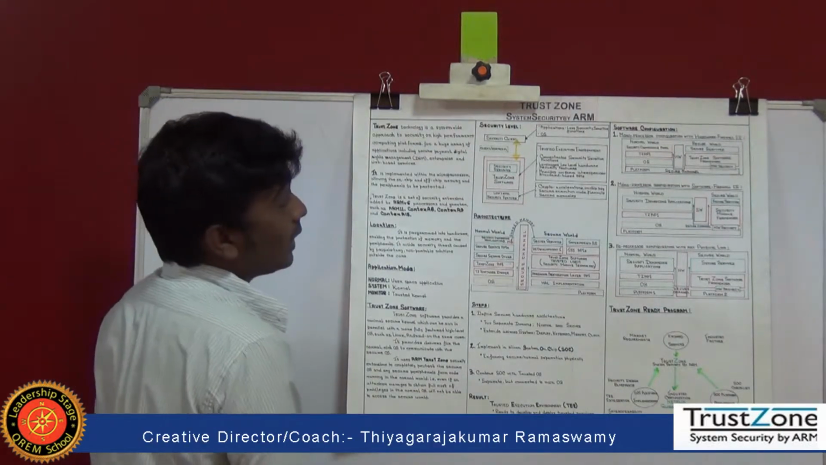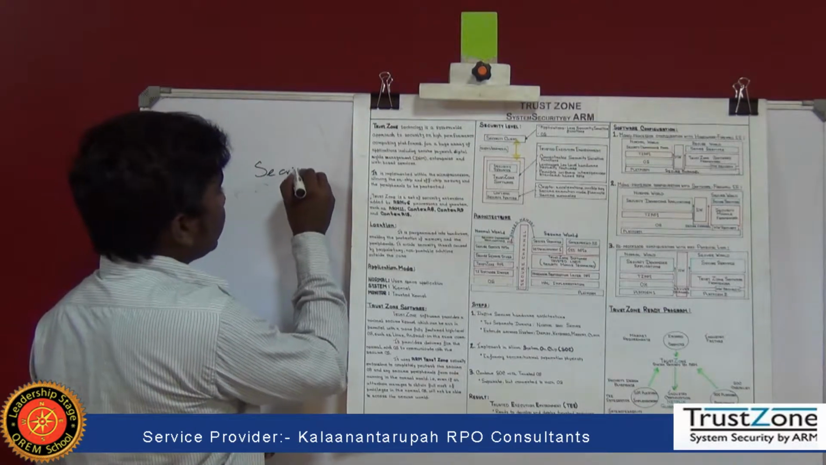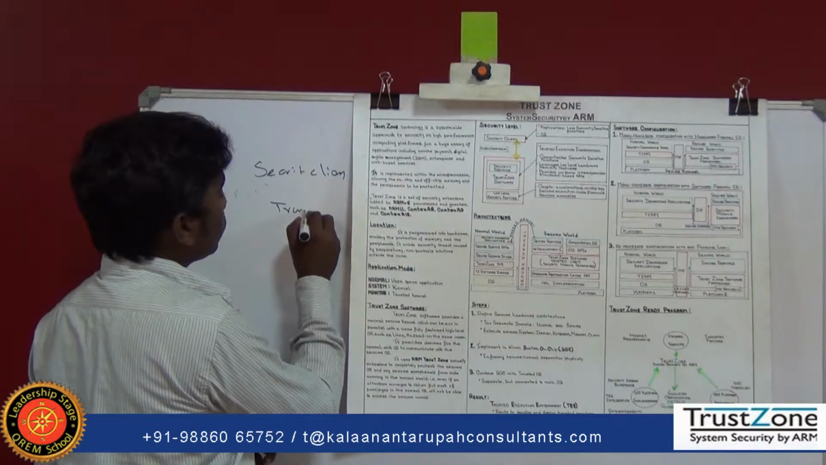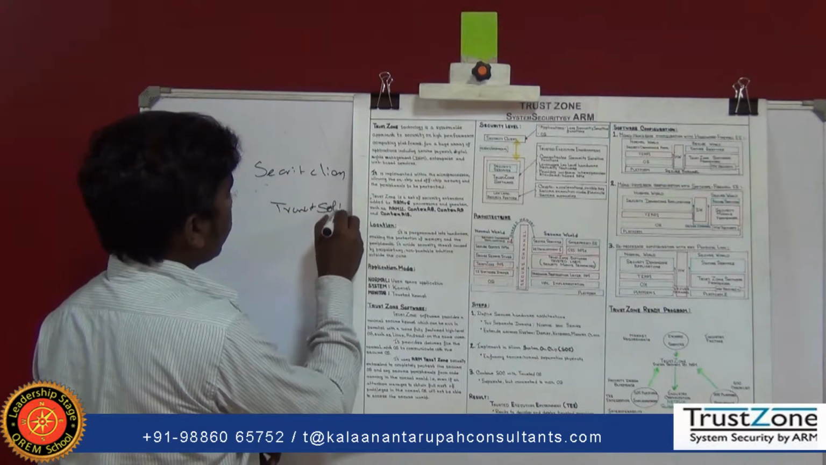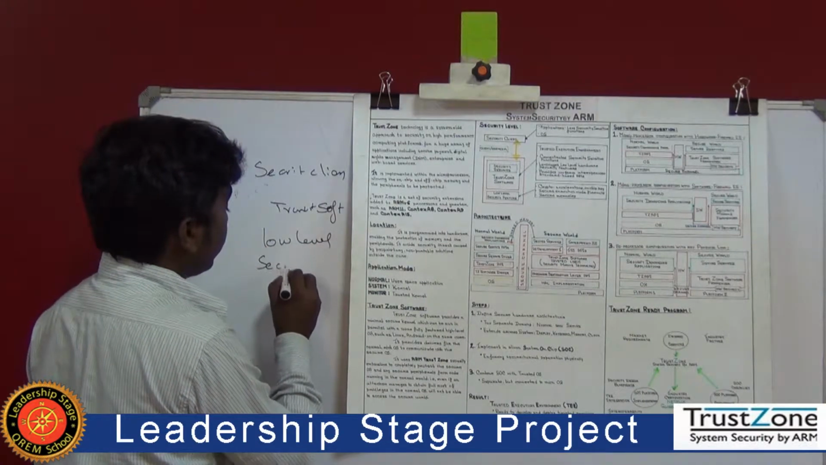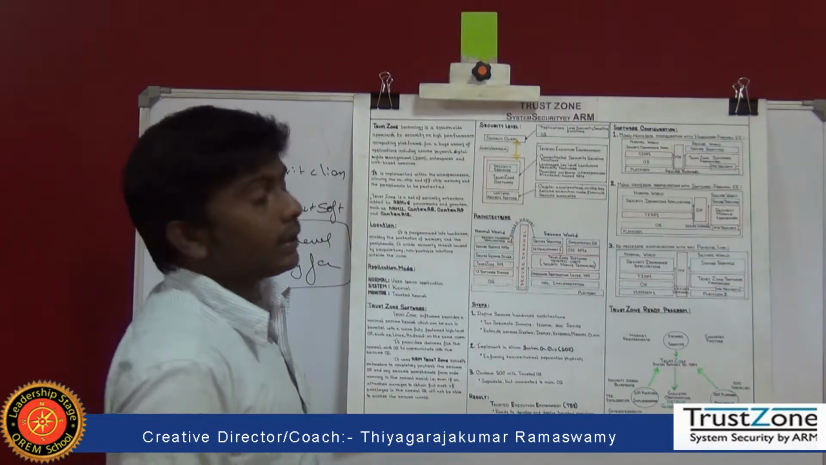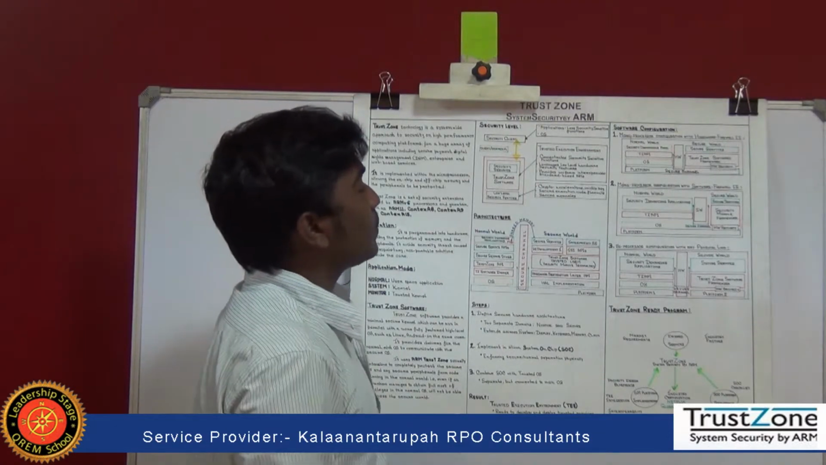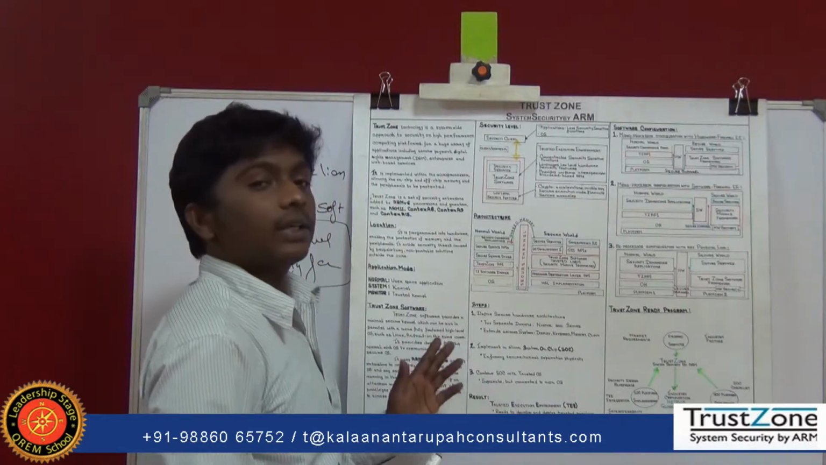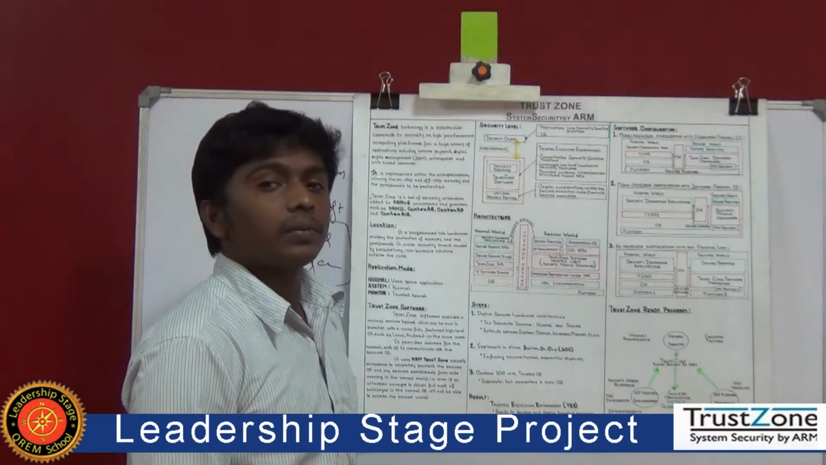And the next one is the security levels. There are three levels of security: security in the client side, TrustZone software, and low level security features. In low level security features, there are three major types: crypto accelerators, secure execution mode, and secure memory. A crypto accelerator is a co-processor that is used for encryption and decryption.